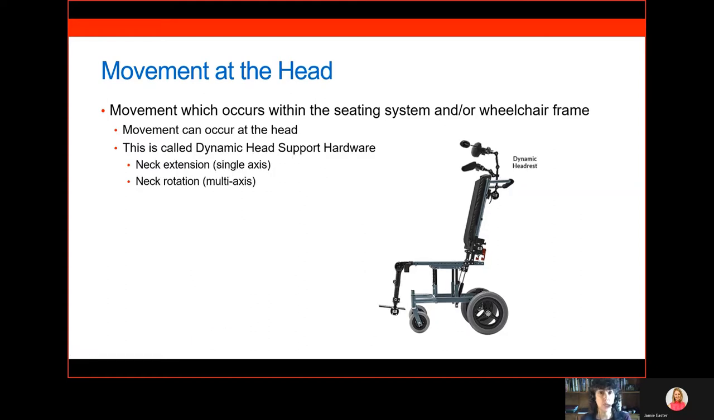Dynamic seating can also provide movement at the head. So this movement may be into more of a neck extension type of movement, either moving the head directly rearward or into hyperextension, which we actually want to avoid. And that would use a single axis hardware or also accommodate neck rotation. And this requires multi-axis hardware. And these are called dynamic head support hardware.